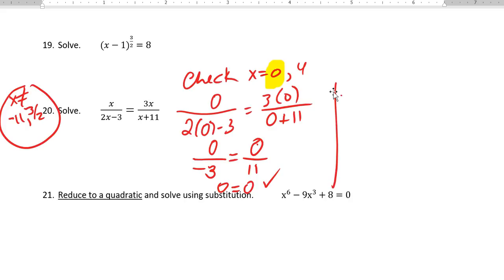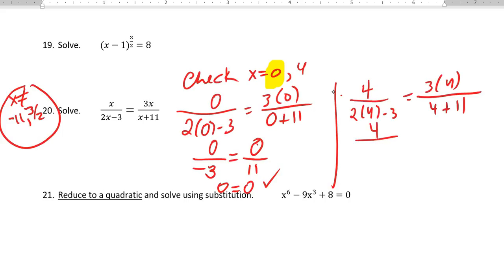Now let's check x is equal to 4. So I repeat the same procedure. And I get 4 over 5 is equal to 12 over 15. And if I reduce 12 over 15, then I will get 4 over 5. And you can see that 4 is a solution. So both 0 and 4 are my answers.